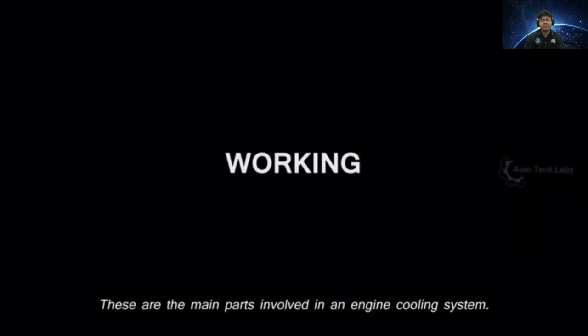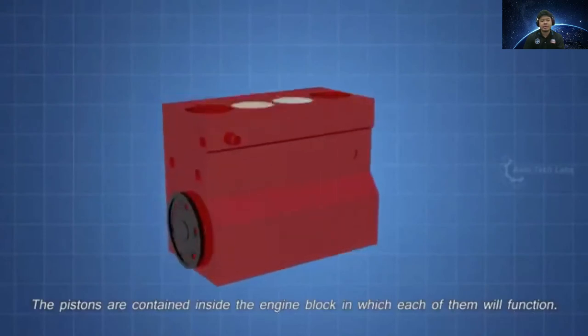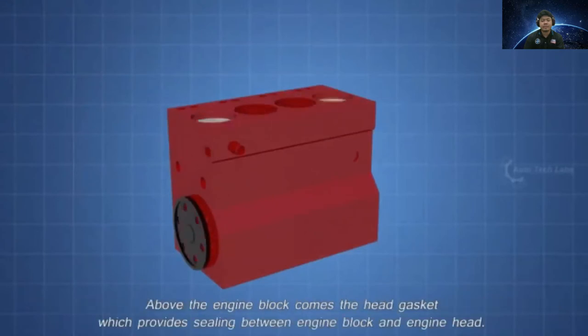So these are the main parts involved in the cooling system, and this is the working principle of the cooling system. Now let's see how these parts work together. The pistons are contained inside the engine block, in which each of them will function. Above the engine block comes the head gasket.